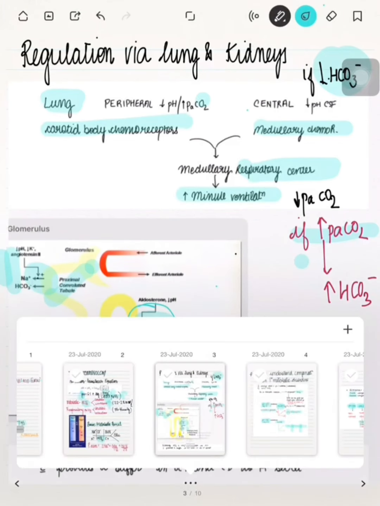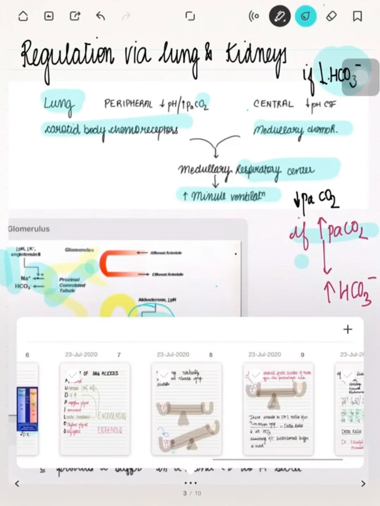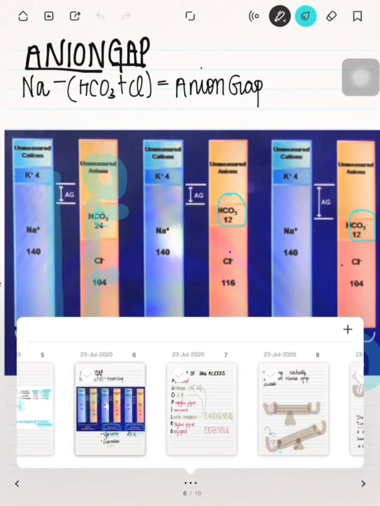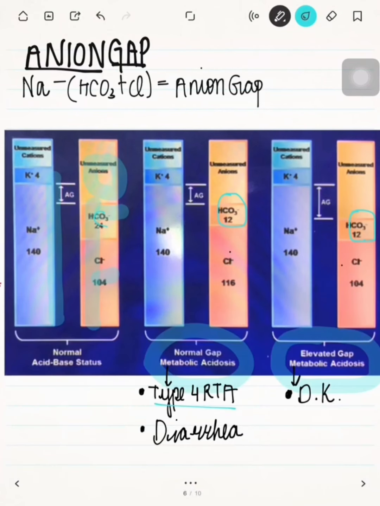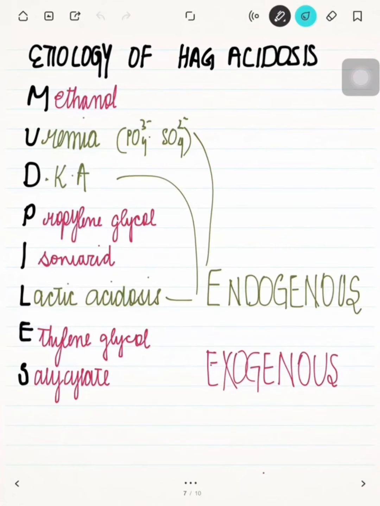So we need to know the causes, we need to learn the causes. Normal gap is when chloride is increasing, which occurs in type 4 RTA and diarrhea, and elevated gap metabolic acidosis occurs in the presence of pathological acids. These pathological acids may be endogenous or may be exogenous.